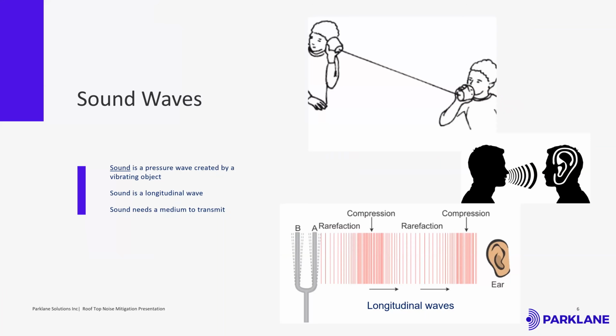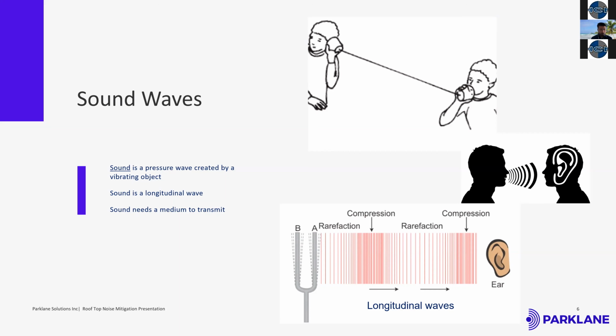Okay, let's start with the acoustics. I just want to give you a brief summary of acoustics rather than going into too much detail and giving you a lecture of what acoustics is. So sound waves. Sound is a pressure wave created by vibrating objects. There are some key aspects about sound that you need to know. One is that it is a longitudinal wave and that it needs a medium to transmit. Some of the illustrations here show an example of how sound is transmitted.